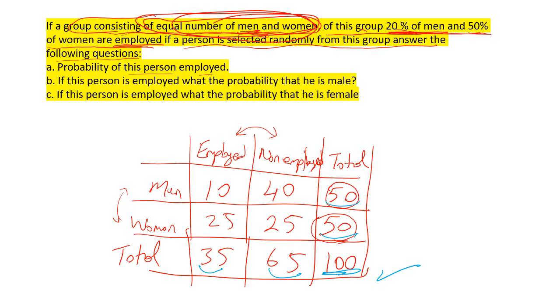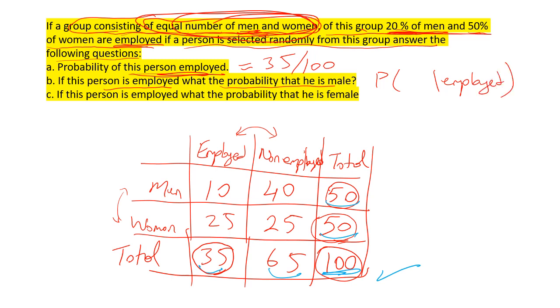Now we can answer the questions. What's the probability that a person is employed? How do you check if a person is employed or not? You check this one, the number of employed divided by the total. The total is 100, so 35 over 100. Now, if the person is employed, what's the probability that he is male? It's asking among the employed people. If the person is employed, what is the probability that he is male? So we want this man here.